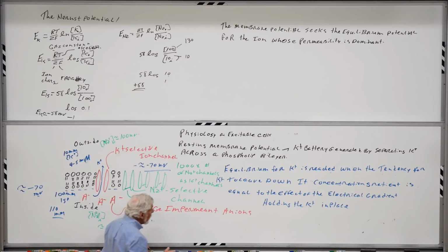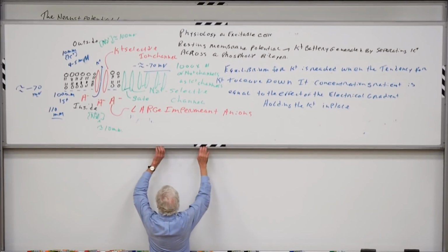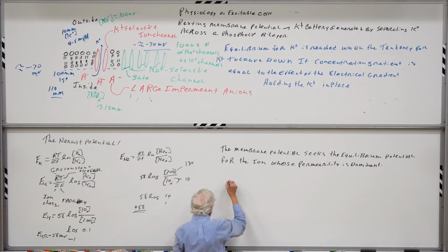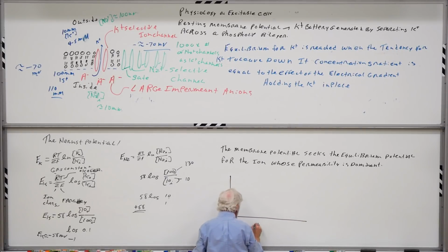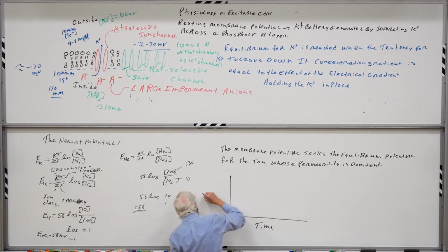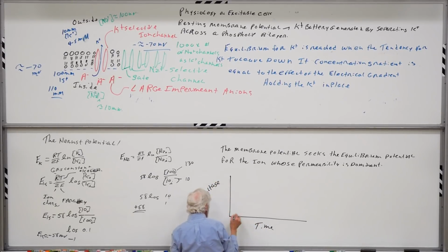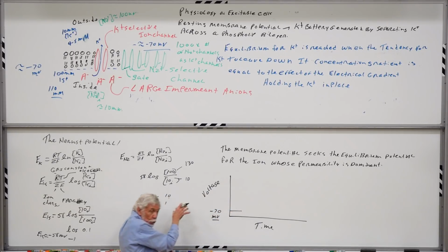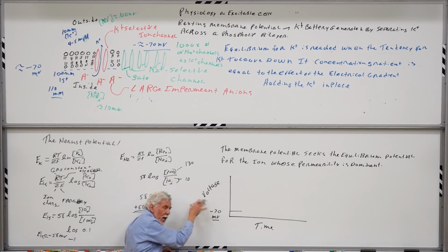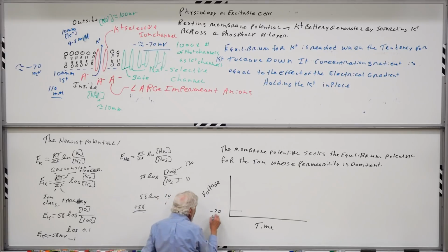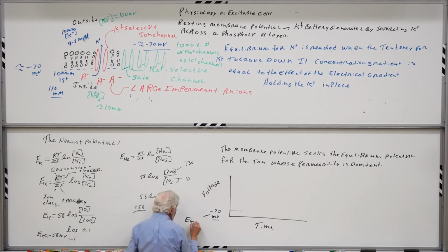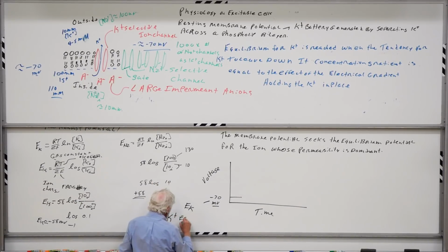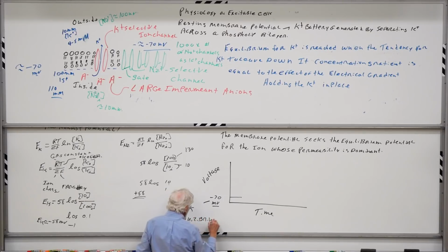We can draw this. So this is time, and this is voltage. We start out here in the neighborhood of minus 70 millivolts. And again, if we used our thought experiment, we could start out at minus 58, but let's use the biological number at minus 70. This is said to be the equilibrium potential of potassium, EK. This is the potassium equilibrium potential.